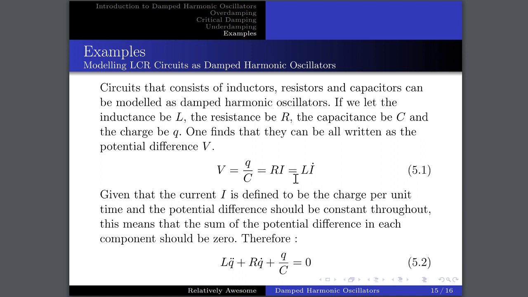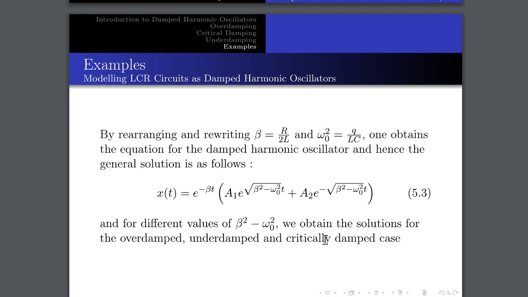Given that the current is defined to be the charge per unit time, the potential difference should be constant throughout. This means that the sum of the potential differences in each component should be 0, and therefore we yield the following equation. Rearranging and rewriting the terms, beta equals R over 2L, and omega naught squared equals 1 over LC. One obtains the equation for the damped harmonic oscillator, and hence the general solution is as follows. And for different values of beta squared minus omega naught squared, we obtain the solutions for the overdamped, underdamped, and critically damped case.